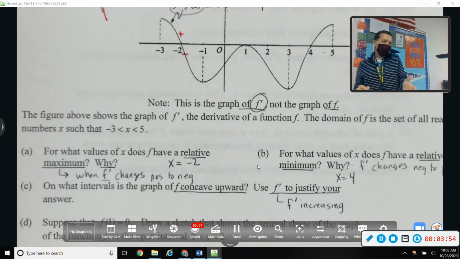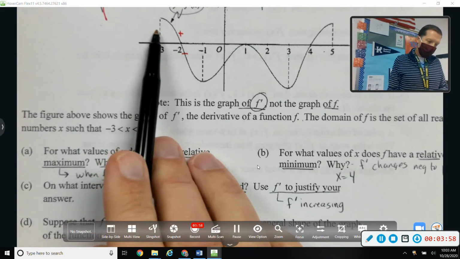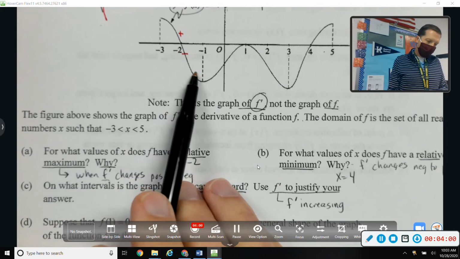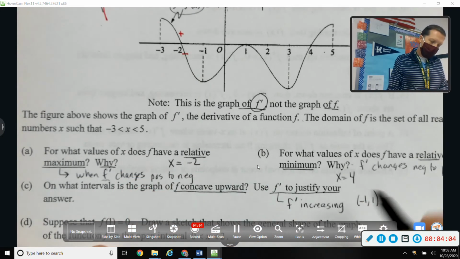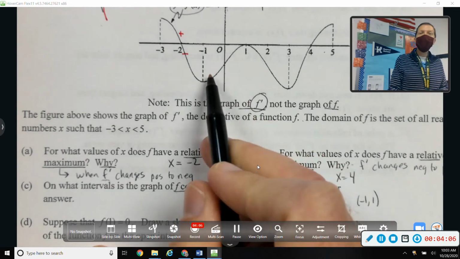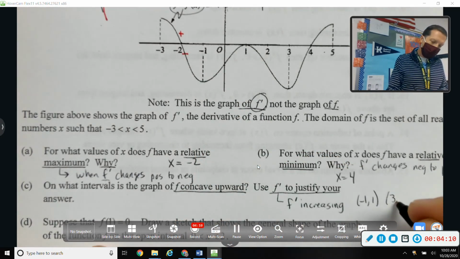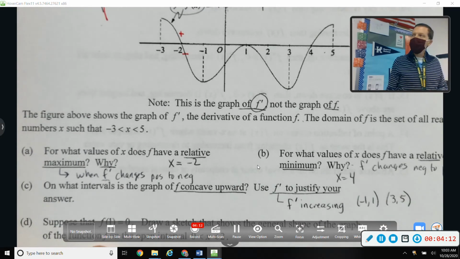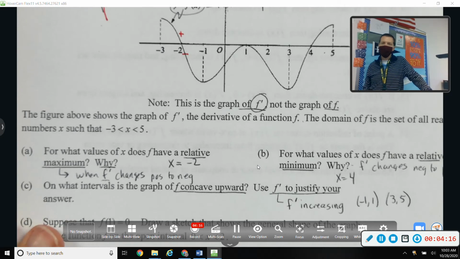So as I move left to right, f prime is increasing from negative 1 to 1. We're going up. F prime is going up. And then from 3 to 5. Because that's where f prime is increasing. If f prime is increasing, it's concave up.